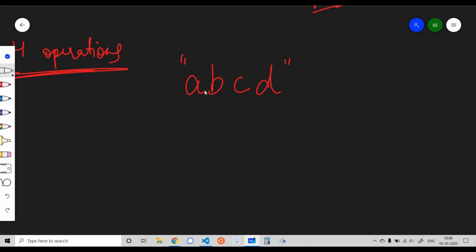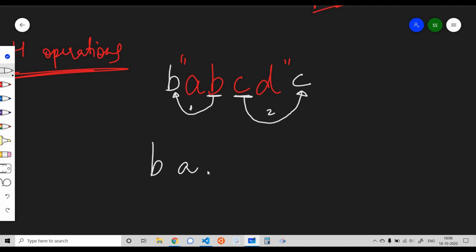In the first operation, I will pick this B and append the reverse of it at the beginning. This is my first operation. After doing this, now my B would be here. In my second operation, I would be picking this C and appending the reverse of it at the end. This is the second operation. After performing these 2 operations, my string has become something like this. Let's write it down: A, B, C, D and C.